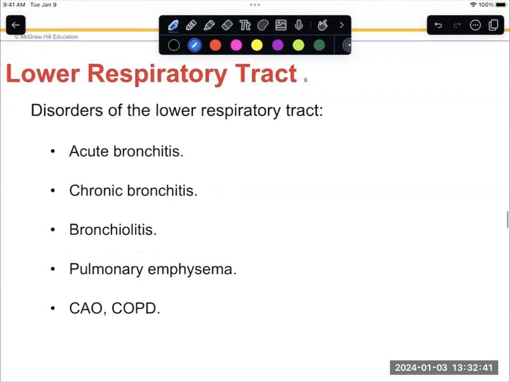Lower respiratory tract. Acute bronchitis is either viral or bacterial infection that's going to lead to excess mucus production, which causes airflow obstruction. So they have problems getting that air out and in because of an infection of the bronchi. Chronic bronchitis is an obstruction of airflow, could be cigarette smoking, or repeated episodes of acute bronchitis.